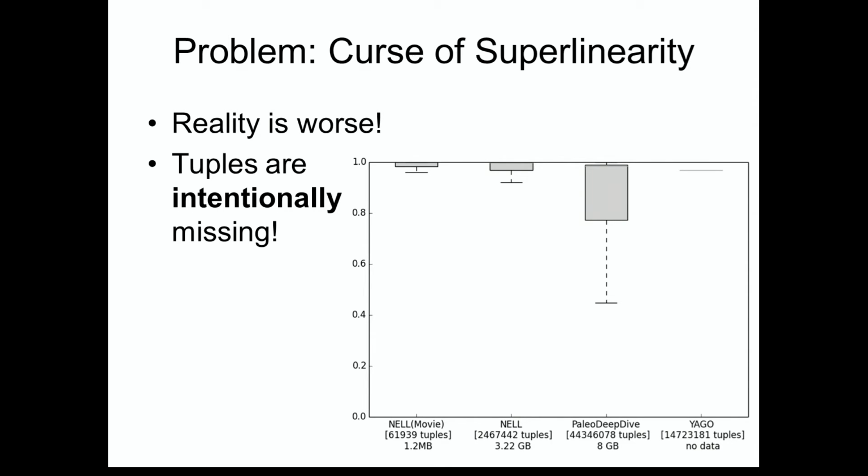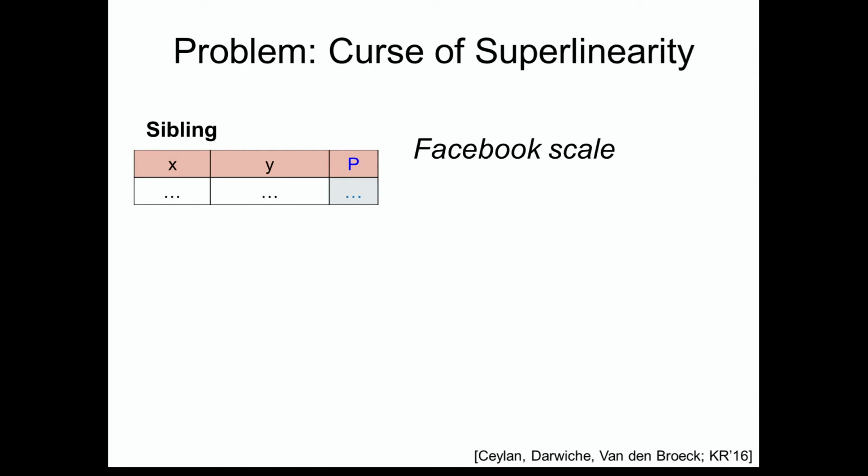Here's another problem. Reality is worse. If you look at these knowledge bases, and look at the probabilities of the tuples in there, they're almost all very close to 100%. Why? Because these things read the web constantly, and they're extracting all of these tuples, and most of them are very unlikely, and they just go to the garbage. So only the most likely tuples are kept, which means that we know that there's a whole bunch of tuples here that we intentionally threw out. And you may wonder, okay, this is a temporary issue. At some point we will have found all of the tuples. And I want to also show you that this is not the case.